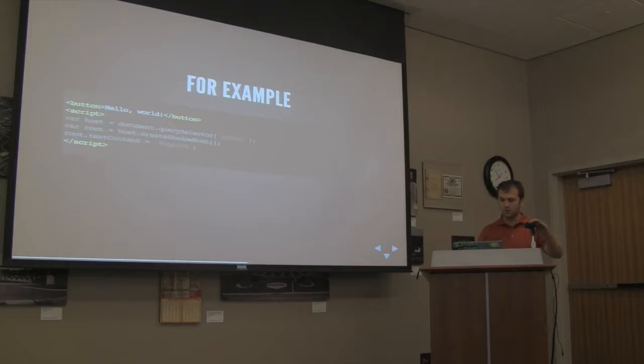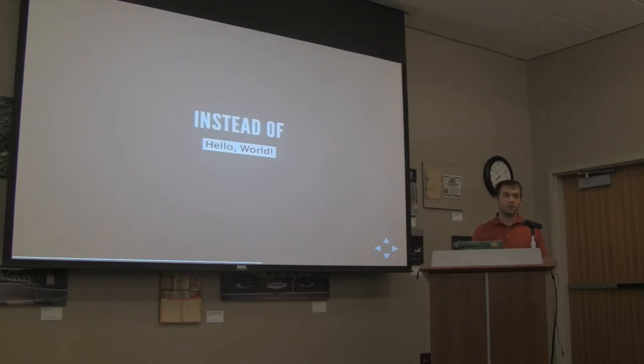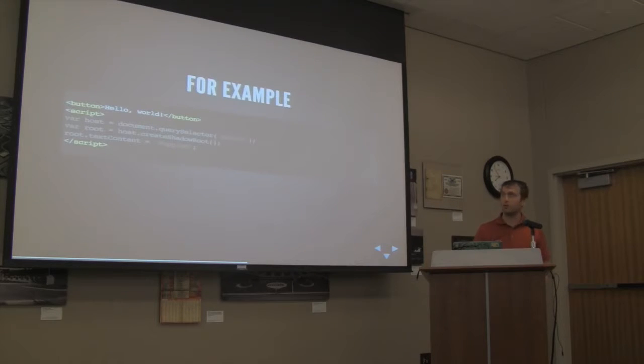Okay. So, for example, this is the simplest you could have, a button, and then you just do a little bit of JavaScript, and you set up your host with query selector, and you send in the CSS selector, but in this case it's just a button, so I just grab the button. And you create a shadow root, and then you can set the text to it, so you can manipulate that HTML object, and instead of a button that says hello world, you're going to get a button that says puppies, because that's what we told it to.